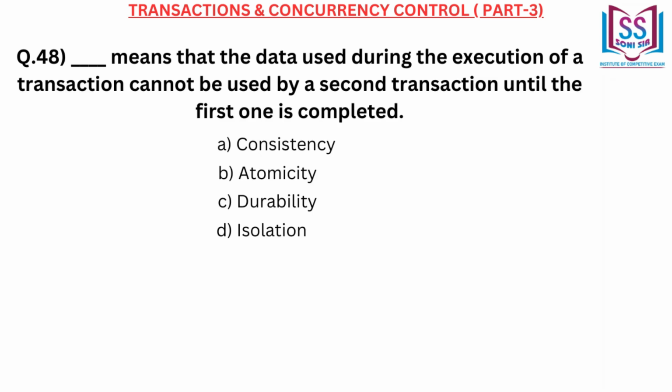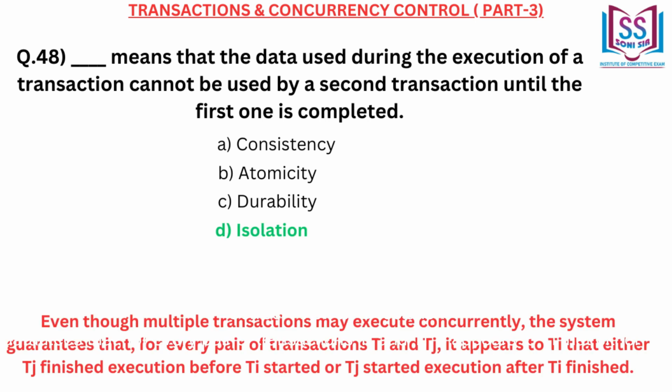Dash means that the data used during the execution of a transaction cannot be used by a second transaction until the first one is completed. A. Consistency. B. Atomicity. C. Durability. D. Isolation. Correct answer D. Isolation. Even though multiple transactions may execute concurrently, the system guarantees that for every pair of transactions T and Tj, it appears to T that either Tj finished execution before T started or Tj started execution after T finished.